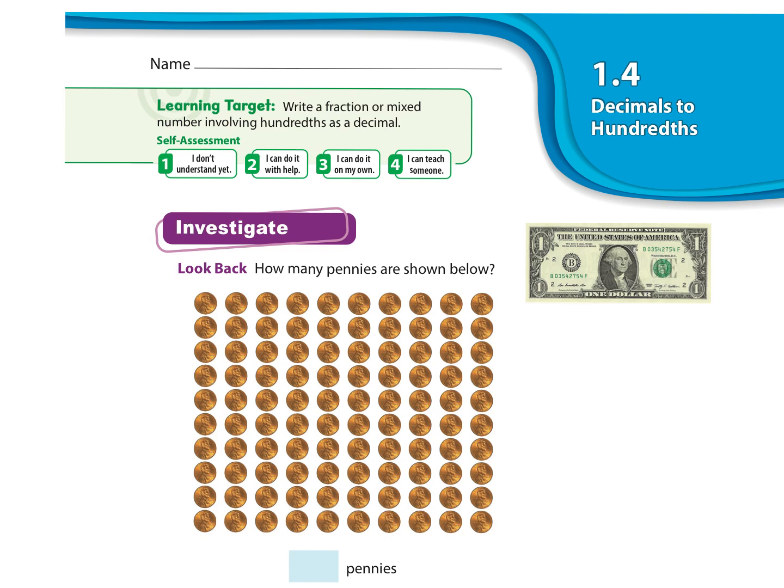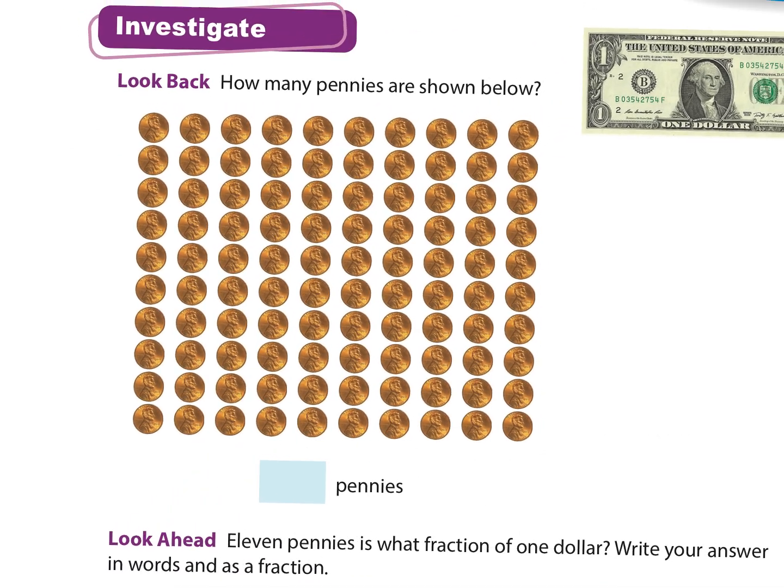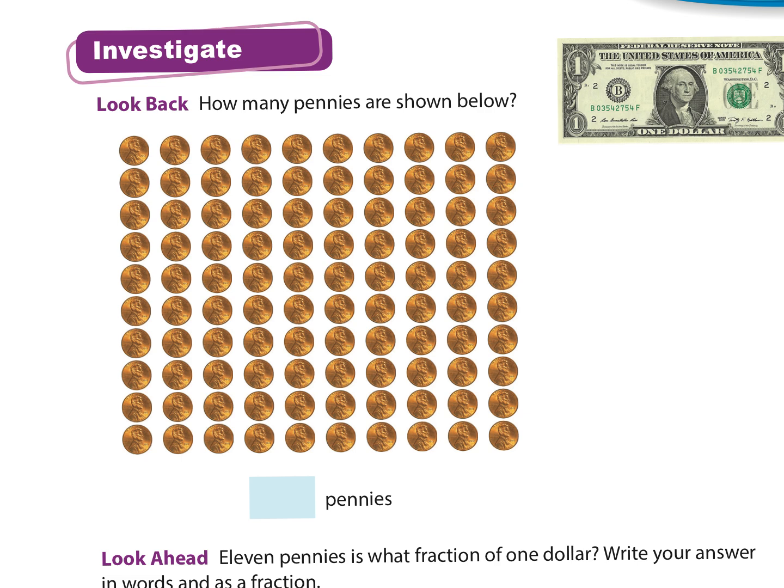Today we are going to be doing decimals to the hundredths. Yesterday we did decimals to the tenths. So looking at this example here, it says how many pennies are shown? 100. So you can fill that in.